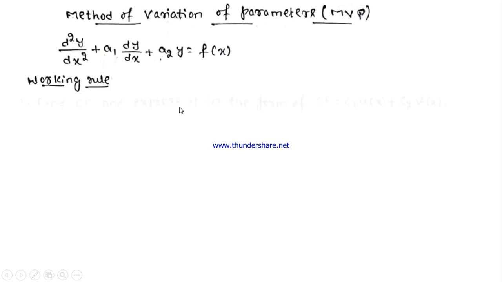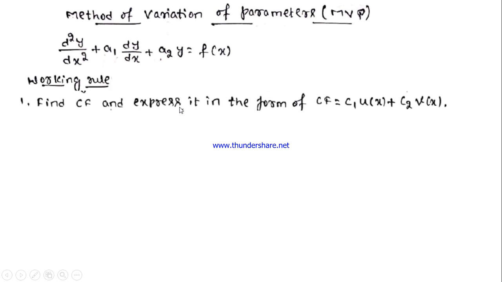Let's see how it works. First of all, we are supposed to find the complementary function for the given differential equation, and definitely it will be in the form of c1 u of x plus c2 v of x. Since it's a second order equation, we are expecting only two arbitrary constants c1 and c2, and the function which is multiplied to c1 is called u, and the function which is multiplied to c2 is called v. Once we know this, we can find the value of the Wronskian, this determinant u, v, du, dv. And if it is not equal to 0, we claim a solution of the given differential equation exists. If it is equal to 0, we claim a solution does not exist.